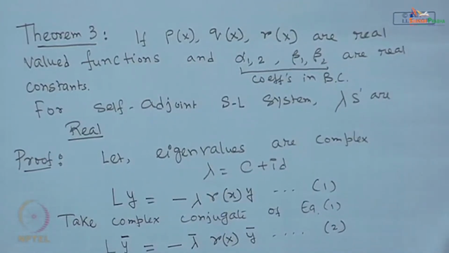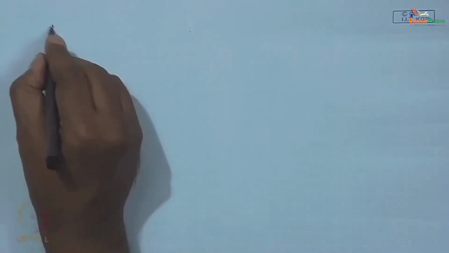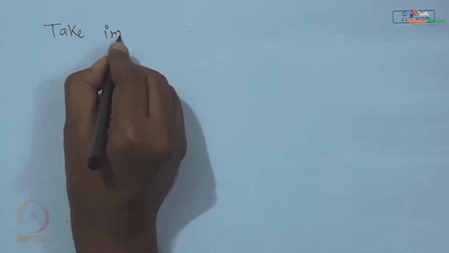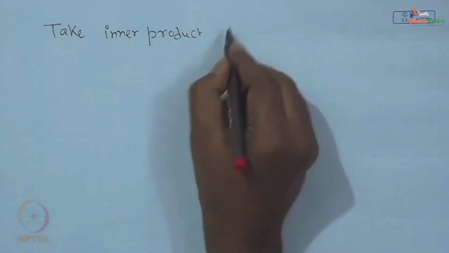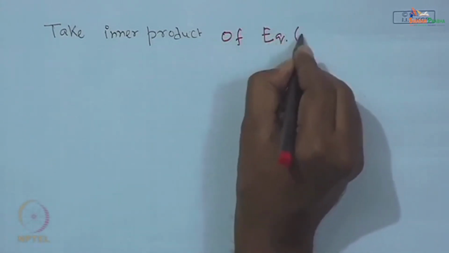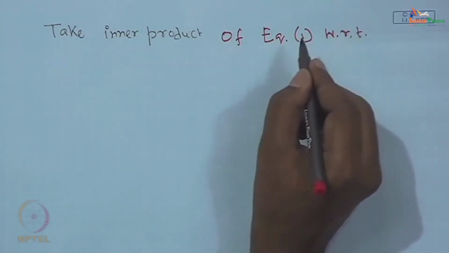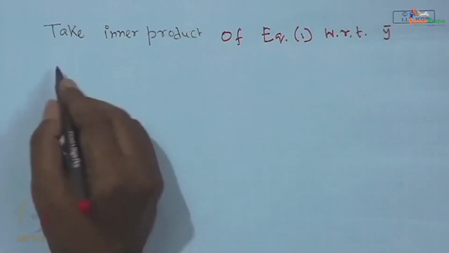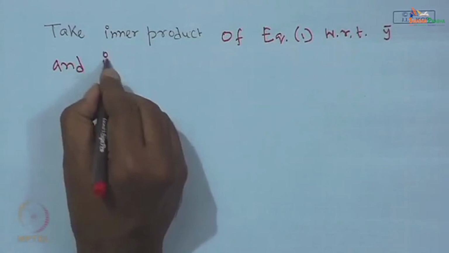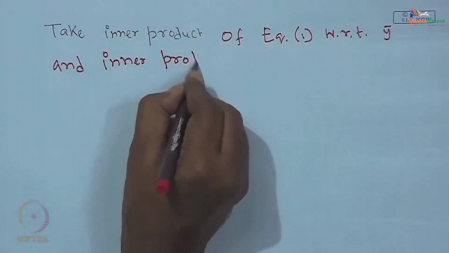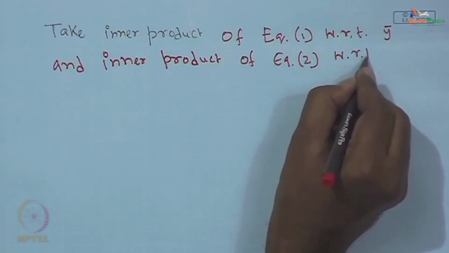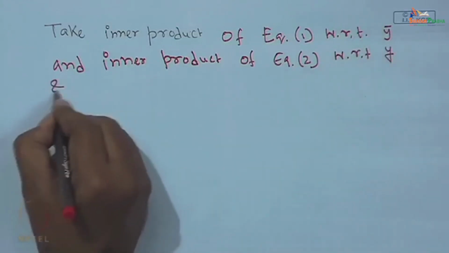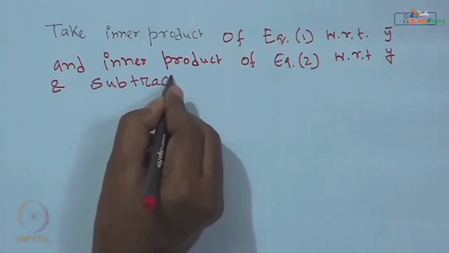Now, what will we do? Next we take the inner product of equation 1 with respect to y bar, and we take the inner product of equation 2 with respect to y, and subtract one from another. Let us see what we get.